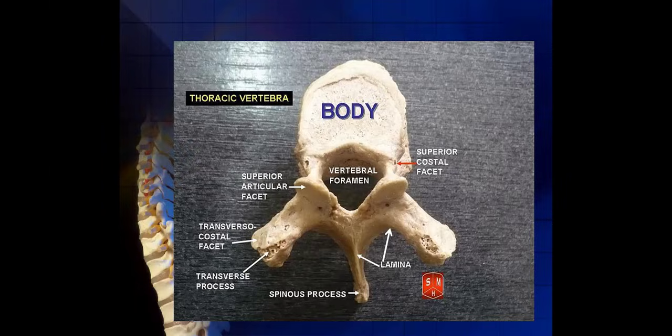We can see here the transverse processes are a little bit broader. These are the two superior articular processes. This is the articular facet superior. These two are the superior costal facets. This is the lamina. This is the transverse process. And if you look at the transverse process, it is slightly oblique, unlike the lumbar, where the transverse process was exactly in the lateral direction. And this articular surface is for the joint between the transverse process and the rib.